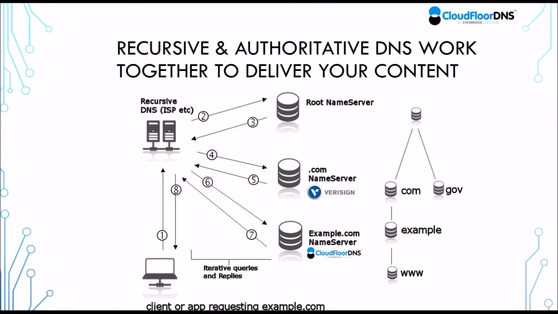Then it goes to example.com, which is actually on the CloudfloorDNS servers. So this isn't just one server here. This is a network of multiple servers. It'll ask where www.example.com is, since that's what I'm looking for, and it will send that back to recursive. And then finally, the recursive server will deliver that in step 8 back to the local client, and then of course the local client will connect to that resource directly. So you can see there's a multitude of different queries and lookups and information going back and forth.